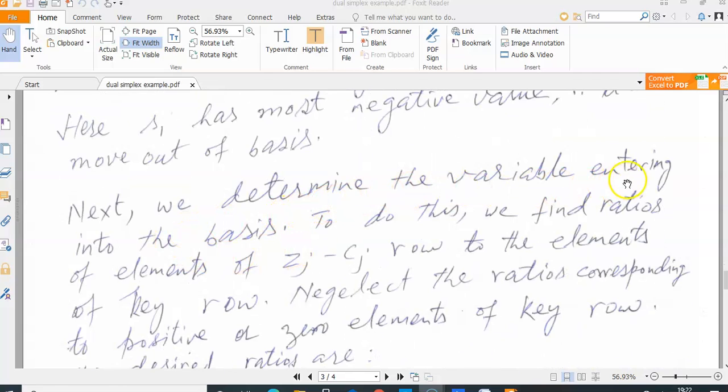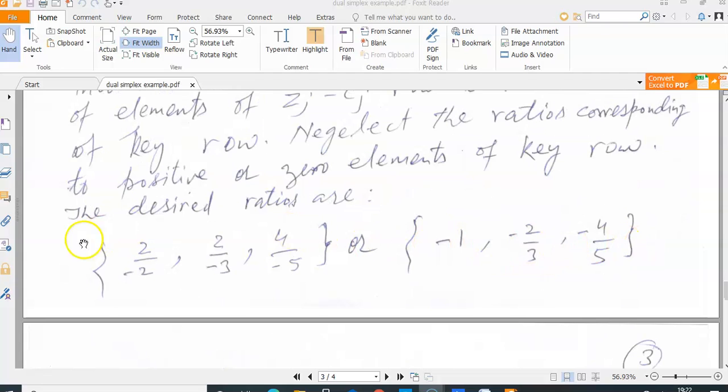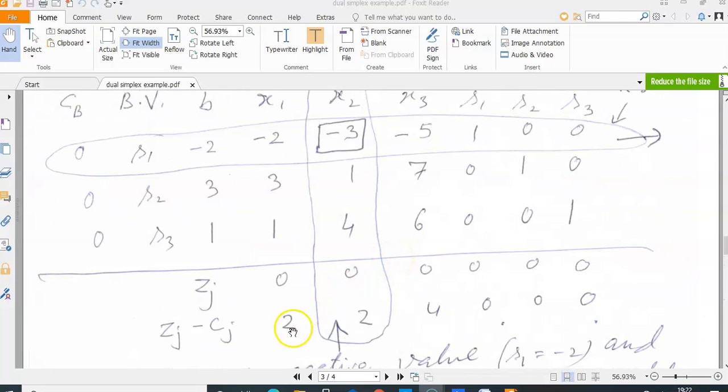Next, we determine the variable entering into the basis. To do this, we find ratios of elements of Zj minus Cj to the elements of the key row. Neglect the ratios corresponding to positive or 0 elements of the key row. The desired ratios are now like this: 2 upon -2, 2 upon -3, and 4 upon -5. We don't consider the ratios with positive and 0 elements.